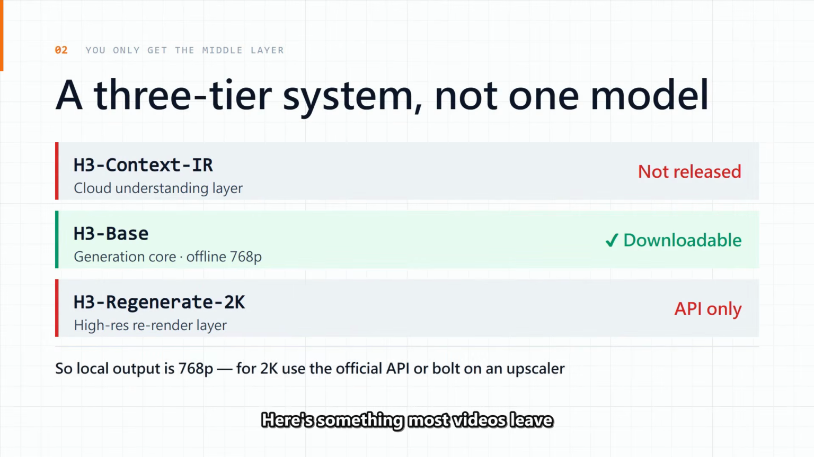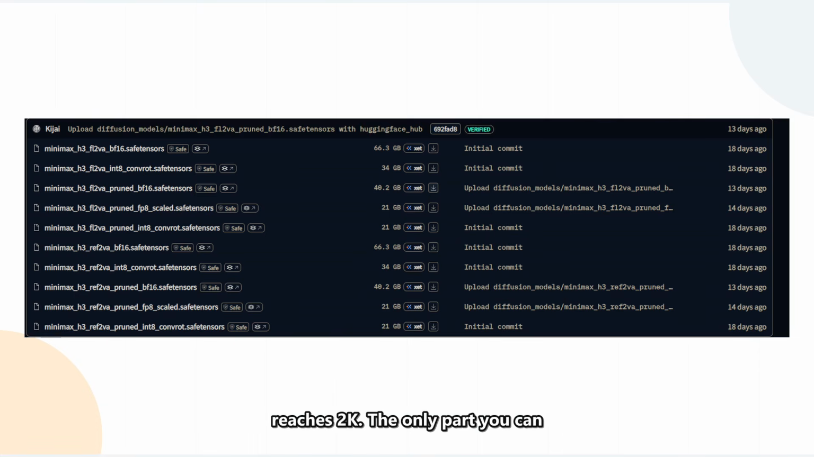Here's something most videos leave out. H3 is actually a 3-tier system. A cloud understanding layer, the downloadable generation core, and a high-resolution layer that reaches 2K. The only part you can pull down to your own machine is the middle one, so local output is basically 768p. For 2K, you either go through the official API, or you bolt a separate upscaler onto your local pipeline.